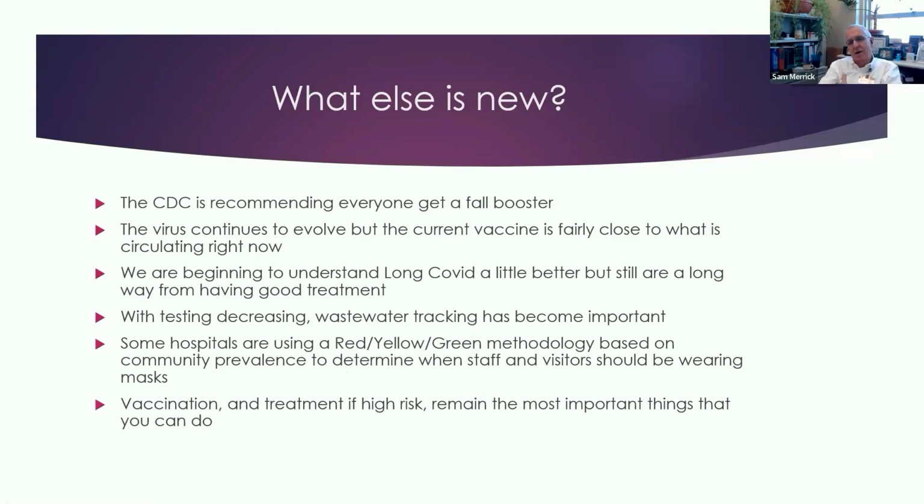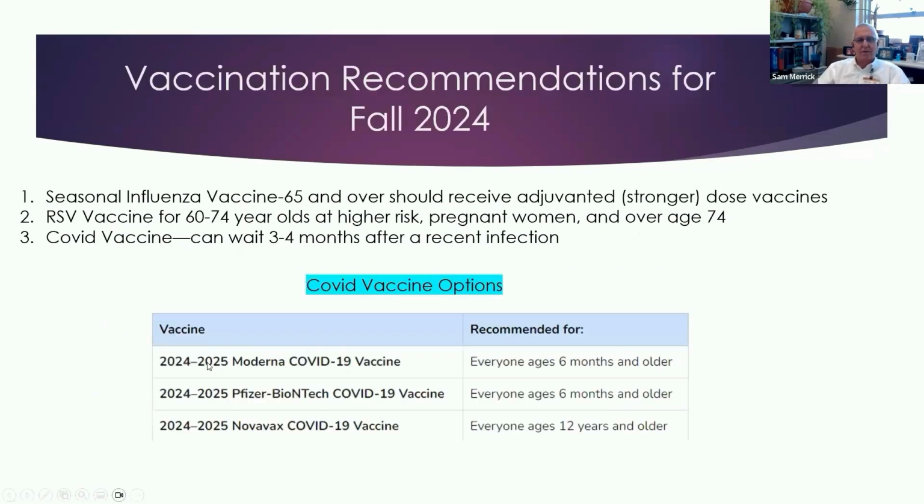Right now, there's the Moderna, which is the 2025 version, the Pfizer, and then the Novavax, which is approved for 12 and older. So what can we do this fall? Get your flu vaccine. People over 65 should use the somewhat stronger dose of the vaccine. RSV vaccine, optional for 60 to 74, but if you're at high risk, consider it. Definitely for pregnant women, and you should get it if you're over 74.